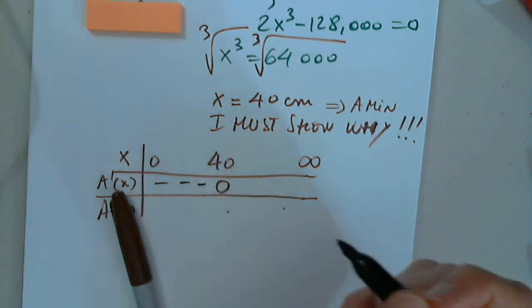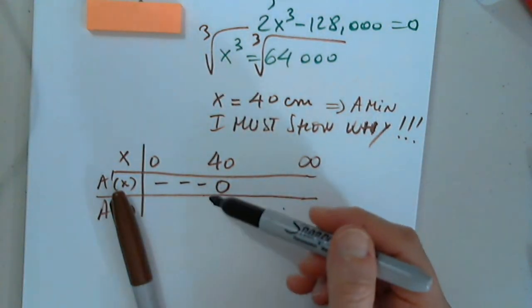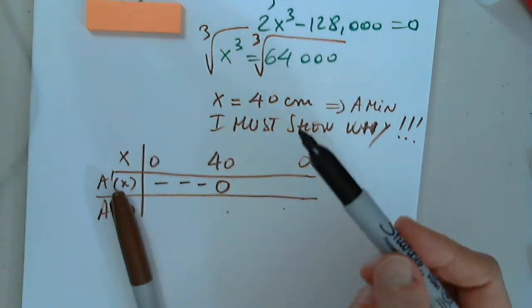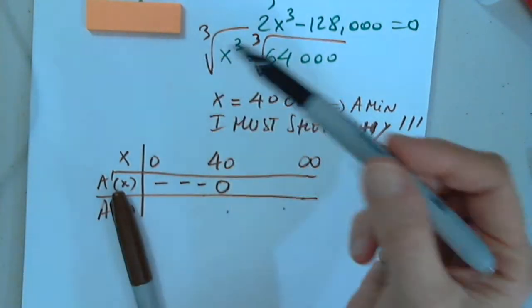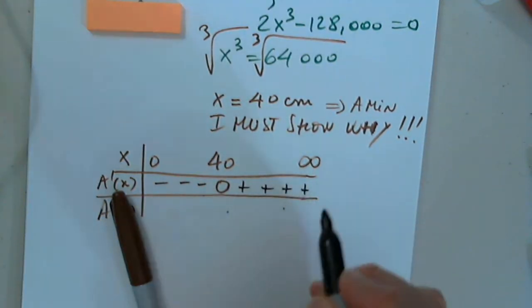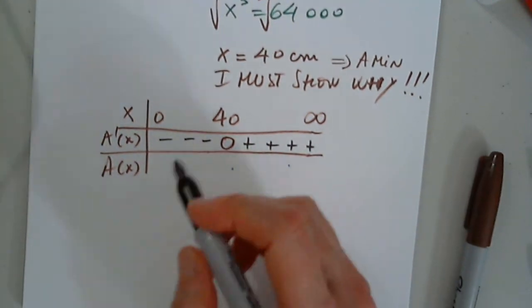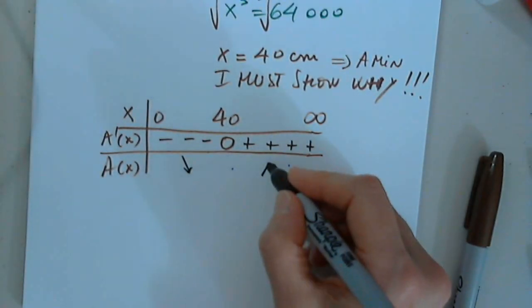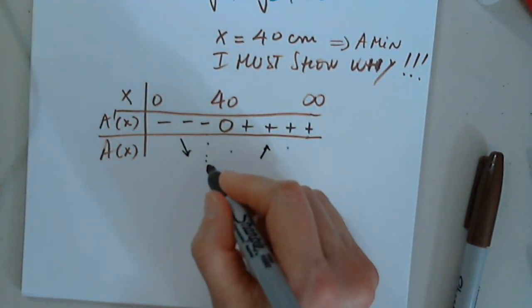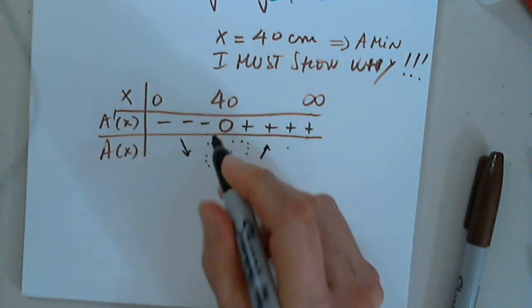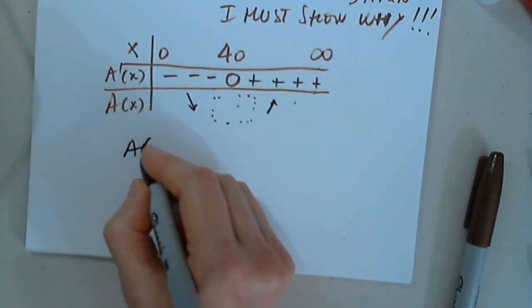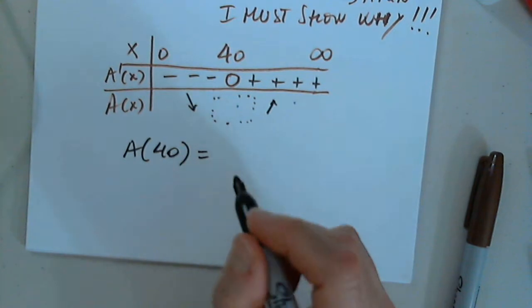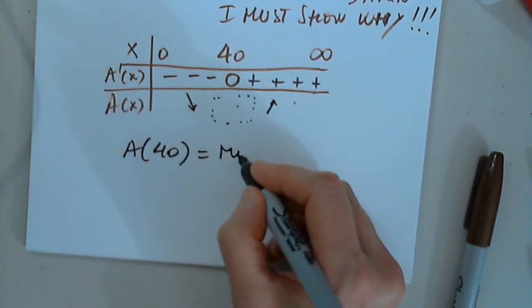Negative 120,000. Of course, negative. We only need the sign. And on the other side, if I put 100 here or anything, it will be positive. So now I know that this is typical for a minimum. So it's guaranteed that whatever number I'm going to write here, so I'm going to determine a of 40, that will be guaranteed to be the minimum.